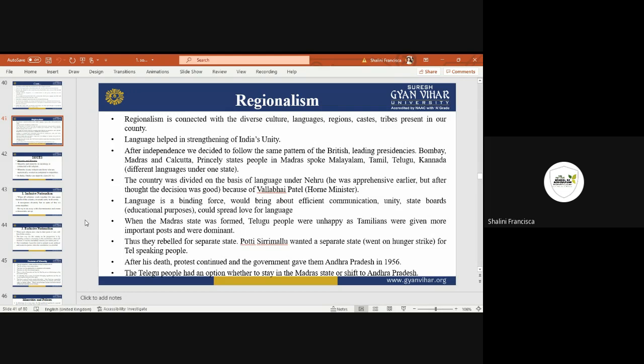Potti Sriramulu wanted a separate state and went on hunger strike for Telugu-speaking people. After his death, protests continued and the government gave them Andhra Pradesh in 1956. The Telugu people had an option whether to stay in Madras state or shift to Andhra Pradesh.